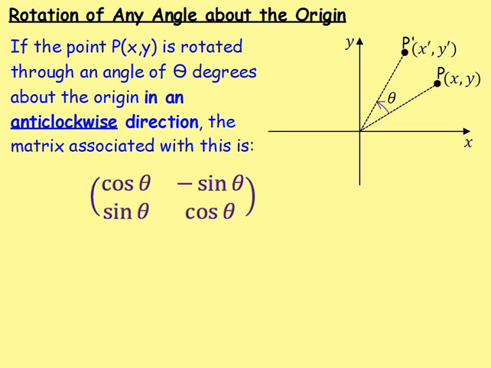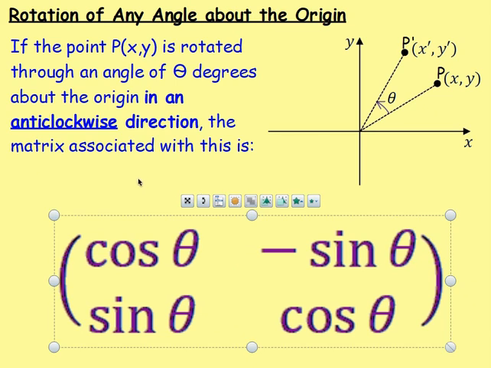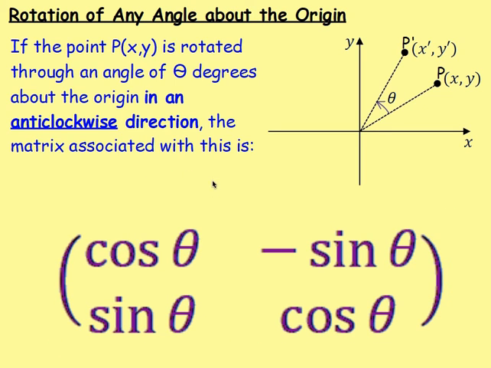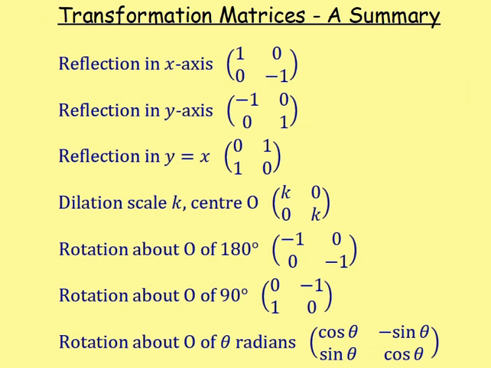Rotation of any angle about the origin, so it's not always going to be 180 degrees or 90 degrees, you might have say 30 degrees or anything at all. First thing you need to think is that when you're rotating a point about the origin, it's always done in an anti-clockwise direction. To do that, you would use this matrix here, which has the entries cos theta, negative sine theta, sine theta, cos theta, and theta is going to be the size of the angle that you're rotating it through.